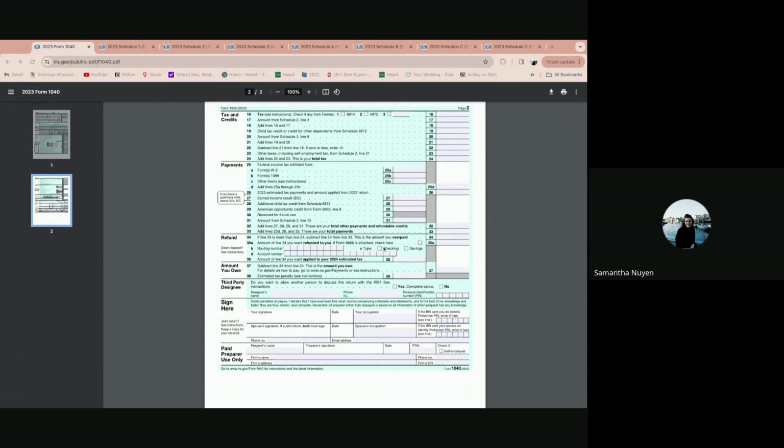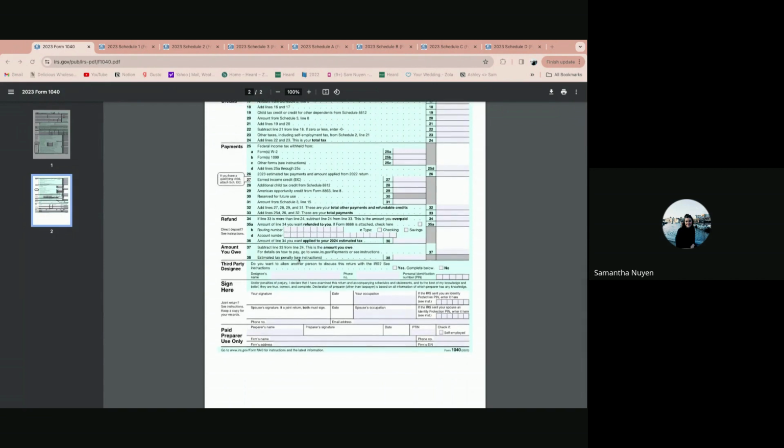In this section right here, if you're receiving a refund from the IRS, this would be listed here, and the total amount being refunded for you. It would say you overpaid in line 34. And then if you have a balance due, it would be on line 37. That would be any balance that needs to be paid to the IRS.